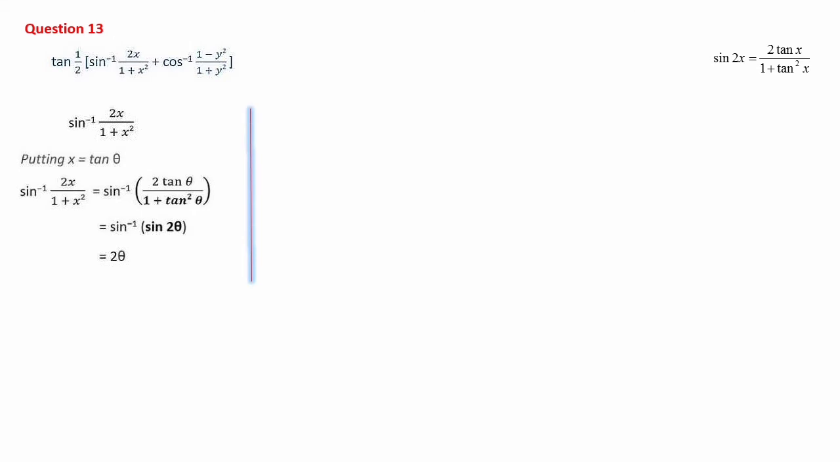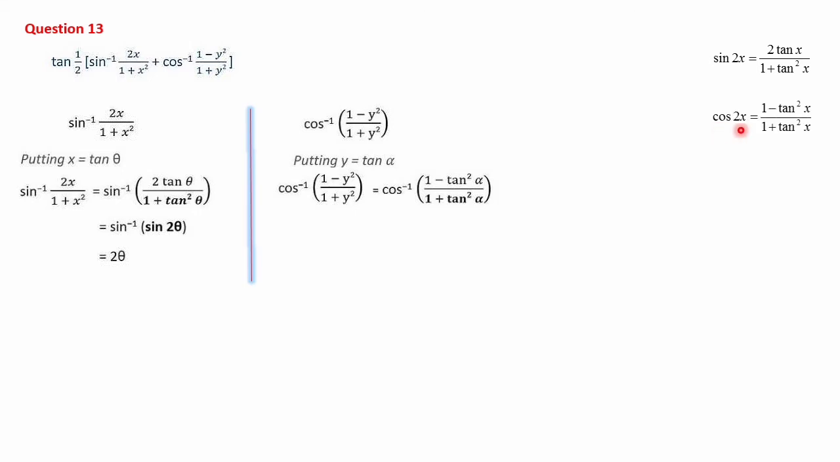We will go with the second one, cos inverse of 1 minus y square by 1 plus y square. As we discussed before, let's substitute y as tan alpha. Here theta we have taken for x and alpha for y, because there are two variables, so the angles also must be different. Then it comes as cos inverse of 1 minus tan square alpha by 1 plus tan square alpha. And we know the cos 2x formula, 1 minus tan square x by 1 plus tan square x. So this term will come as cos inverse of cos 2 alpha, which is 2 alpha.